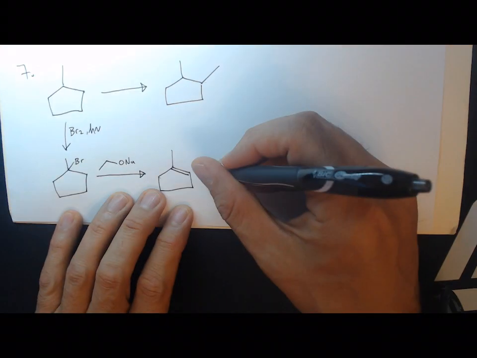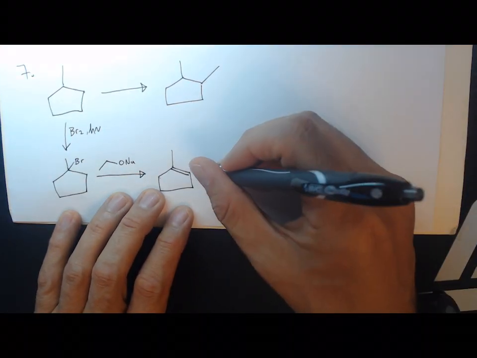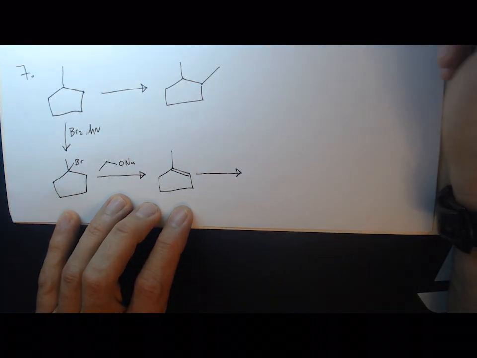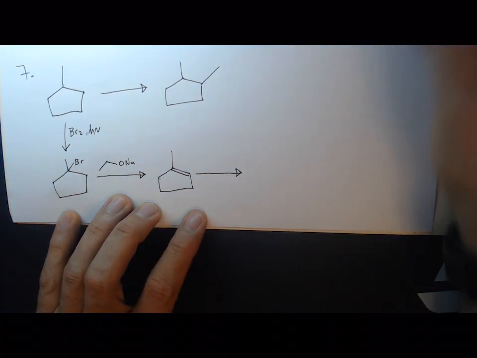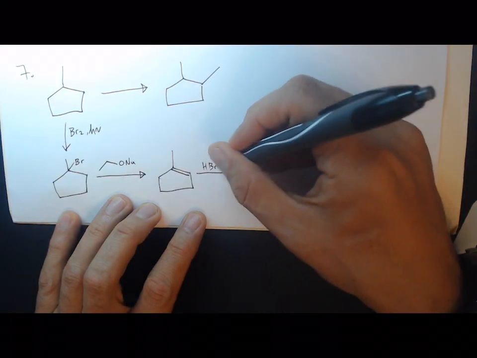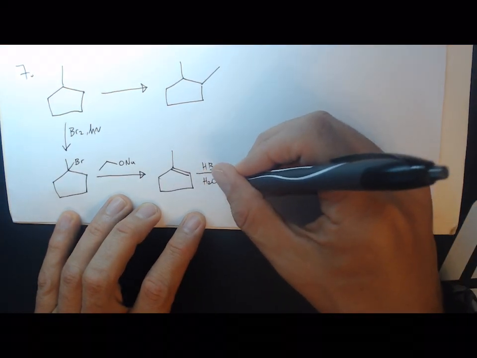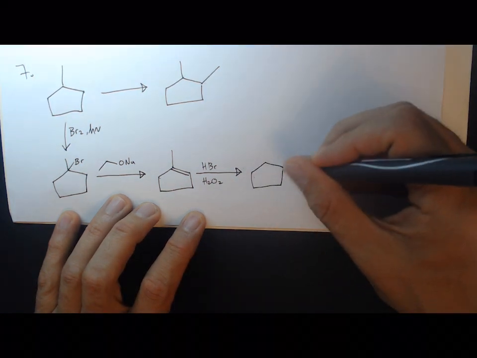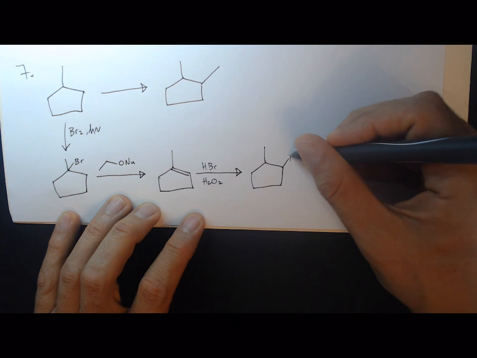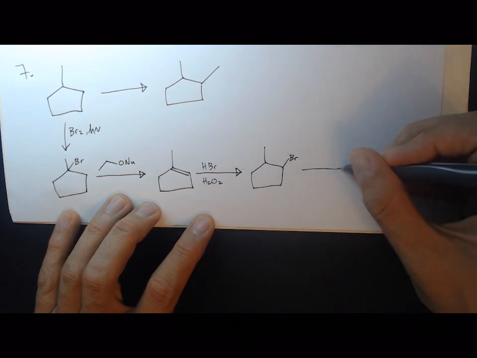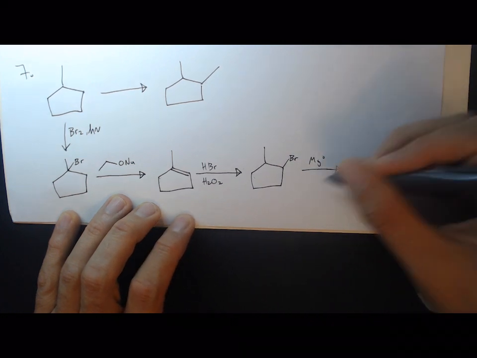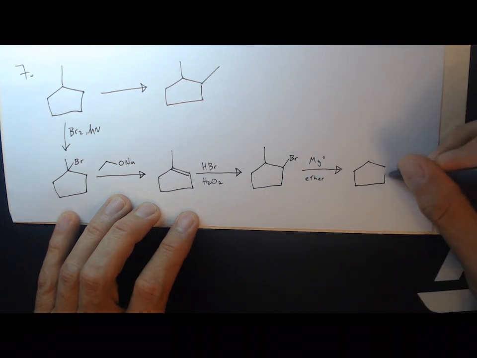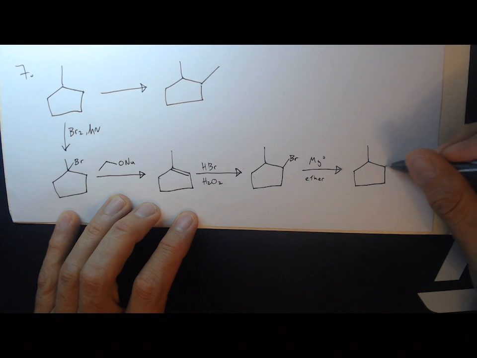So I'm going to start off by doing an anti-Markovnikov addition. There are a couple different ways to do this. I'm just going to use HBr here, and then I'll go into a Grignard reaction. So anti-Markovnikov addition with the peroxides, we get that. I'm then going to convert this to the Grignard, like this.